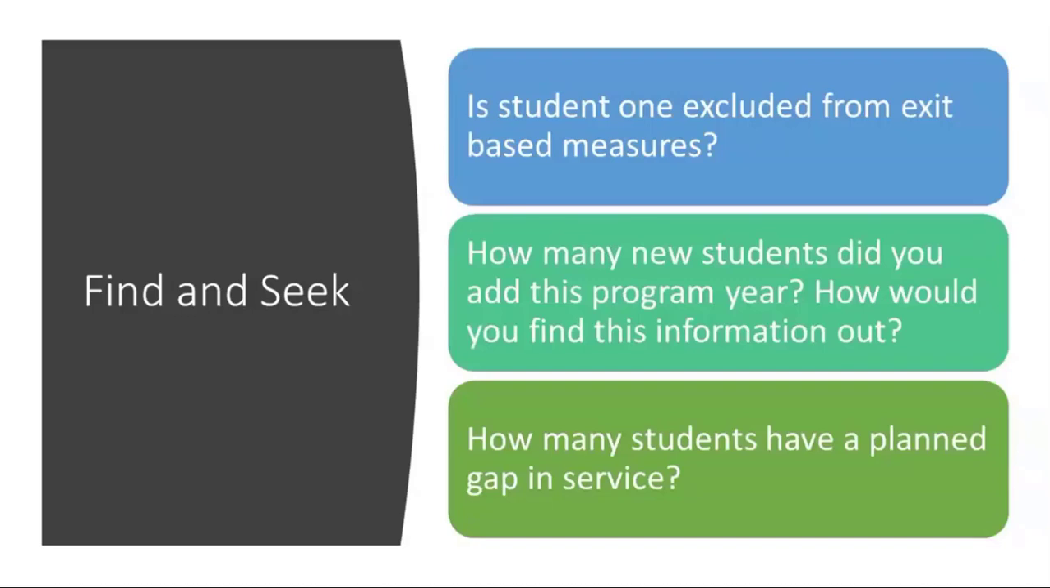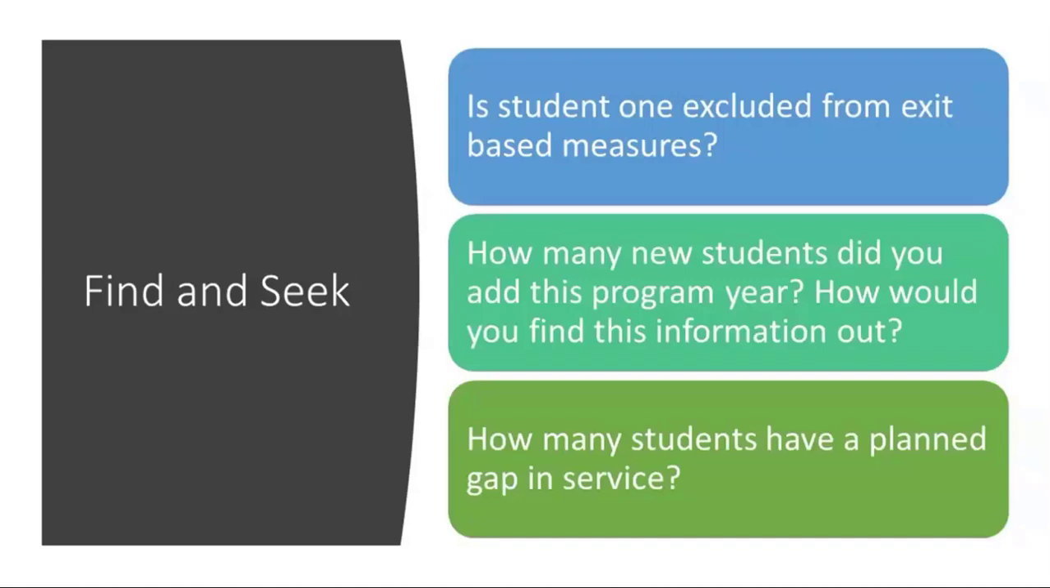Next question, how many new students did you add this program year? Now, these are some of the questions you can, or some of the information you can get out of the report that's not just a column, right? It's not just going to be super easy, but the information is in there. So how many new students did you add this program year? How would you find this information out by using the POP report? Think about that one. So in order to find out how many new students you added this program year, the column you're going to want to look at is your participation start date.